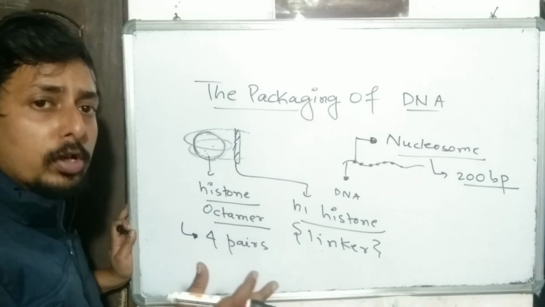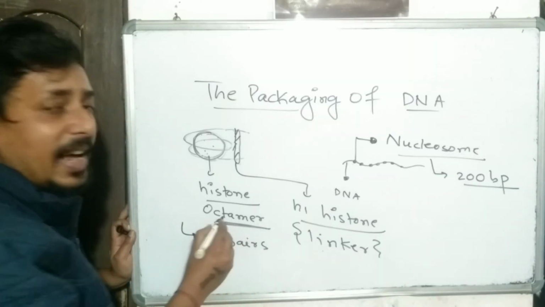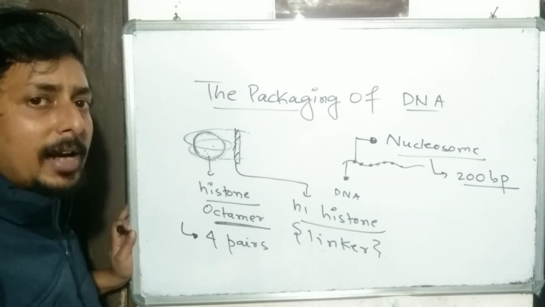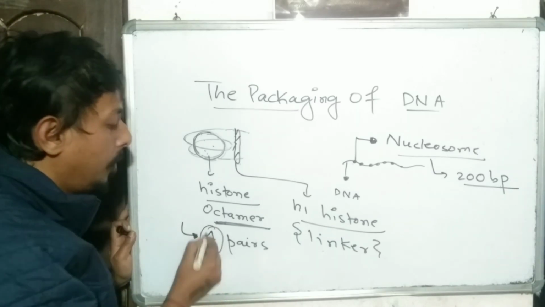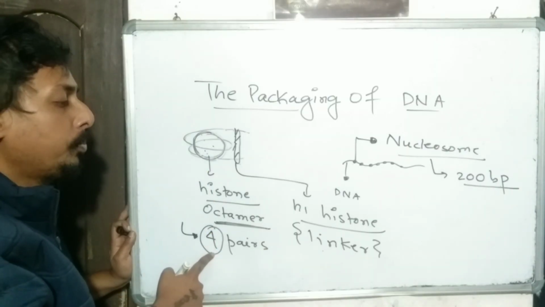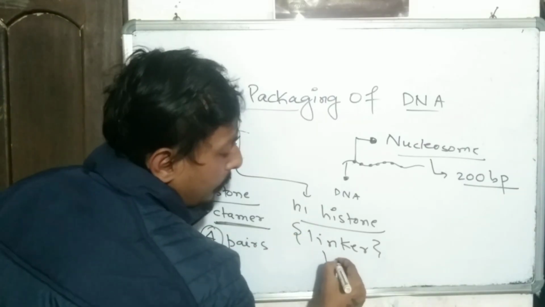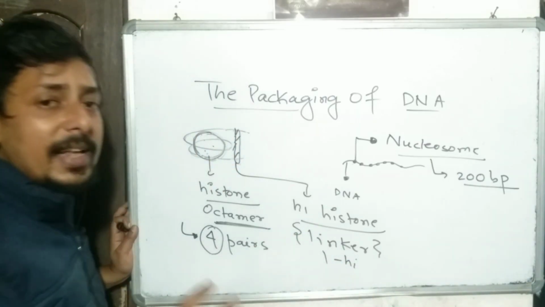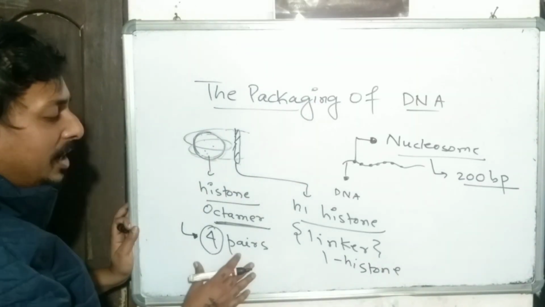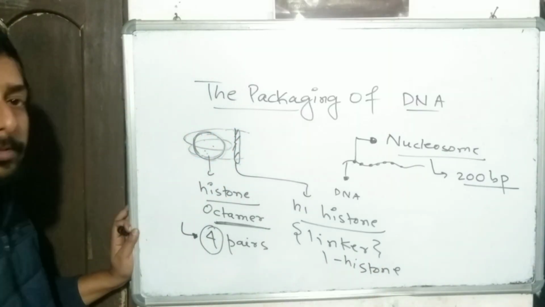That means 8 histone proteins, and therefore the name is octamer, because there are 8 histone proteins. But how many types of histone proteins, if anyone asks, you have to say 4 types of histone proteins. Therefore, in the octamer, 4 types of histone protein are present, and in the H1 histone, 1 type of histone protein is present. In total, there are 5 types of histone proteins, 4 in the octamer, present in pairs, and 1 in the linker histone protein.